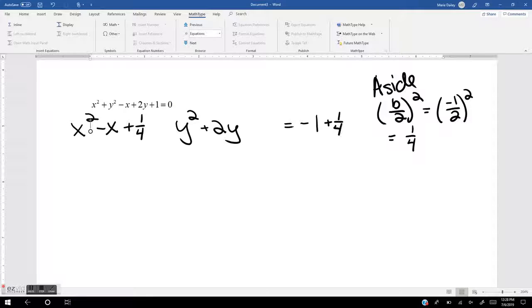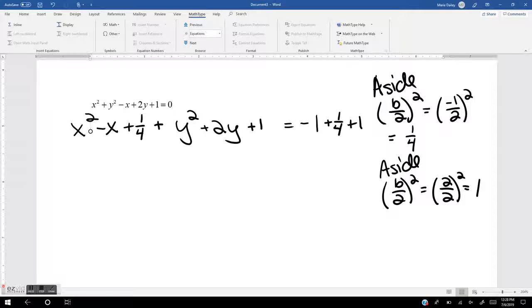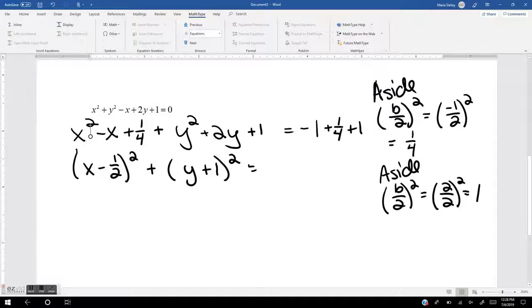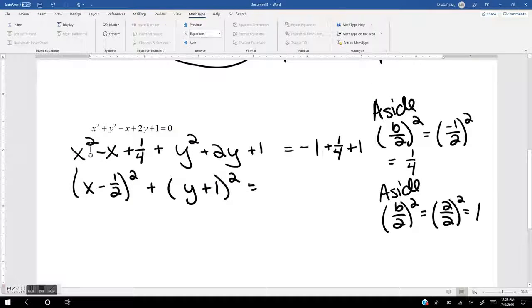Again, we do it for the y's. We take b over 2 and square it. That's 2 over 2 squared, which is 1 squared, which is 1. So the magic number we add there is 1 to both sides. This magic number enables us to complete those squares and factor both of those terms. Over here on the right, those 1's cancel out and leave me 1/4.